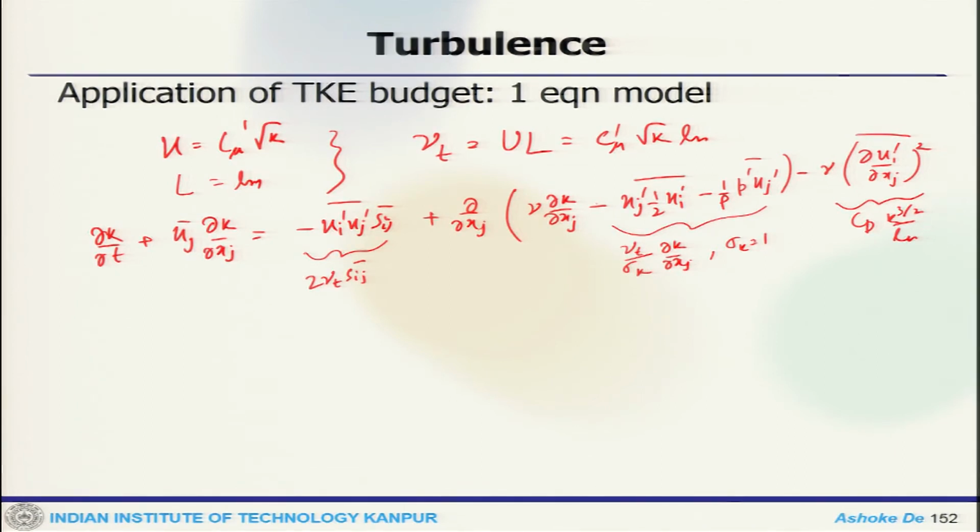Now, with local energy equilibrium between production and dissipation, we can write C mu prime cube by CD, Lm square by 2 Sij square, which is Prandtl's mixing length hypothesis. The advantage of this one equation model is that it accounts for non-equilibrium effects, but the biggest disadvantage is that the mixing length must still be specified.